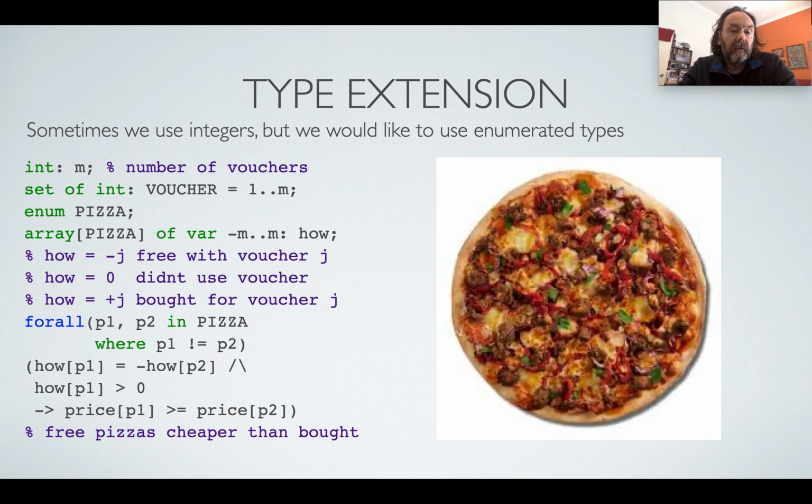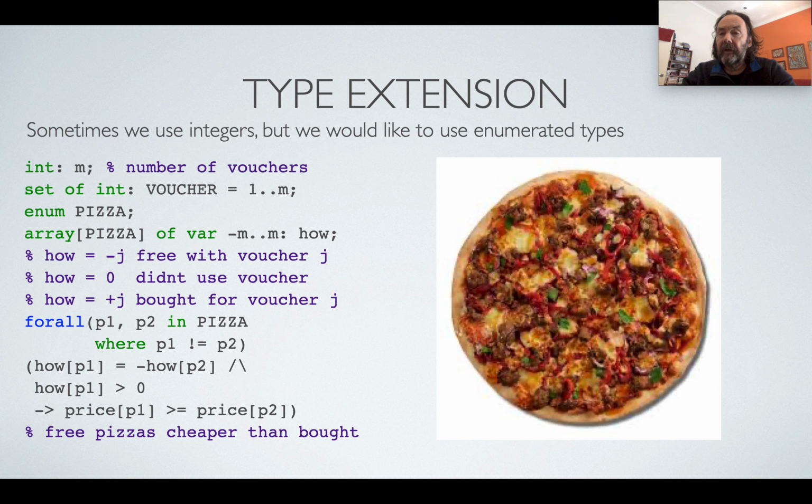And so the key decision for each pizza is how do we obtain the pizza? We can get it for free using voucher j. We record that using -j, the integer. We can just buy it by itself. We use 0 to represent how we got it in that case. Or we can use it to enable a voucher. So if, let's say, voucher 2 requires 2 pizzas to get 1 for free, then we need 2 pizzas with how of 2 plus 2, meaning we enable the voucher, and then we can get 1 pizza with how of -2, which we get for free.